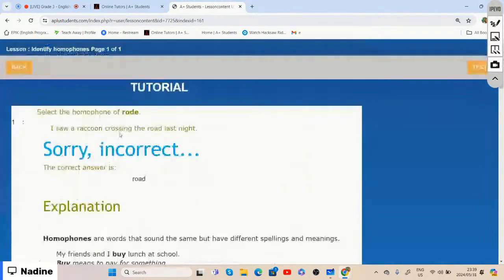So now we're going to identify our homophones within our sentence. It says, select the homophone of road, R-O-D-E. So you're going to have to identify the word that sounds the same as another word, right? So we need to select the homophone of rode, R-O-D-E. So I saw a raccoon crossing the road last night. What is the word that sounds the same as that word, but the spelling and the meaning is different?